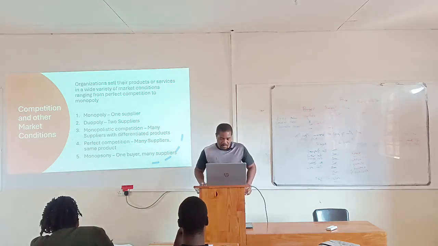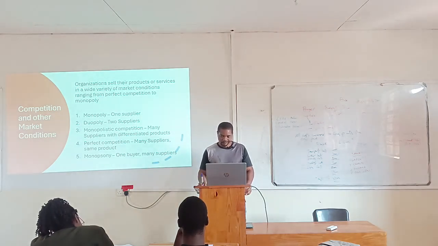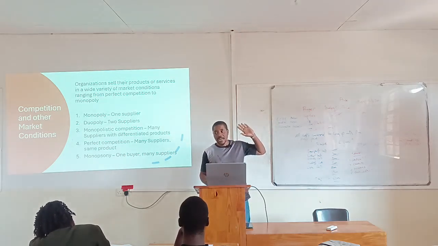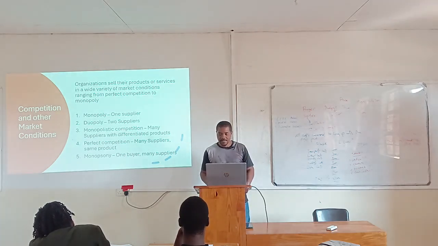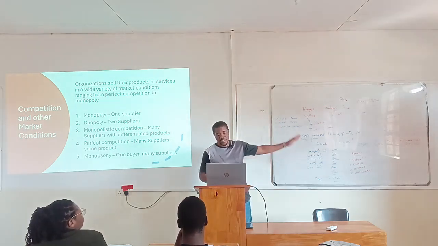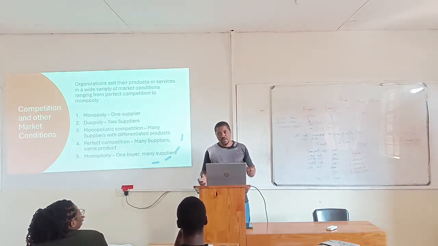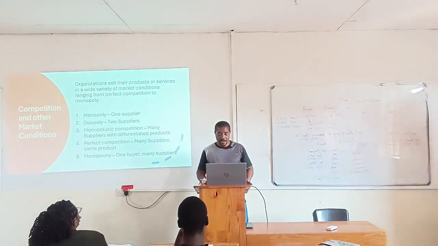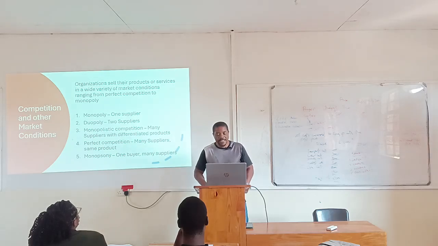And then you have perfect competition, with many suppliers. As we look at these market conditions, we should also understand how pricing is affected. Pricing is affected largely because of these market conditions. The monopoly, higher prices. Duopoly, obviously higher prices. Monopolistic competition, because of the differentiated products, still high prices. Whilst in a perfect competition, there are many suppliers of the same products.